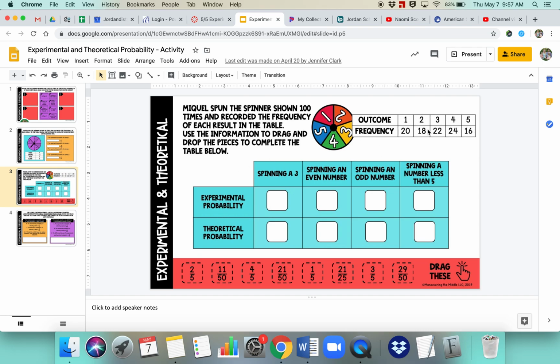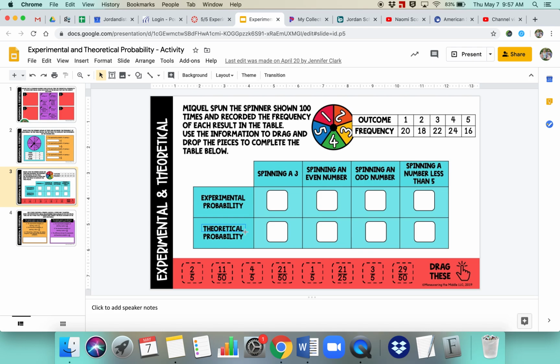Theoretically, they should all be the same number if spun 100 times because 100 divided by 5 would be 20. So each one of these should be the number 20, but they're not. This 2 right here could have gone to the 2, and this 4 right here could have gone to the 5 to make them all even. But probability isn't always perfect, and that's okay. So let's go with the theoretical, what I think should happen.